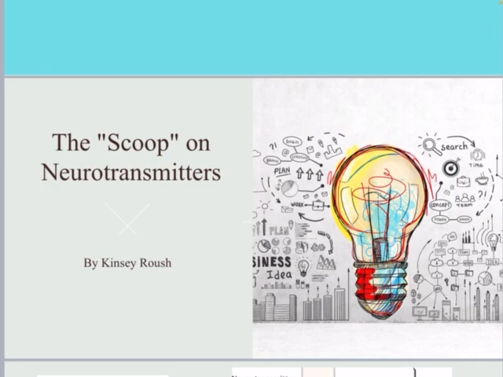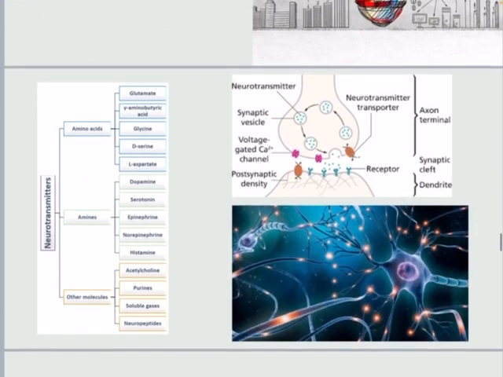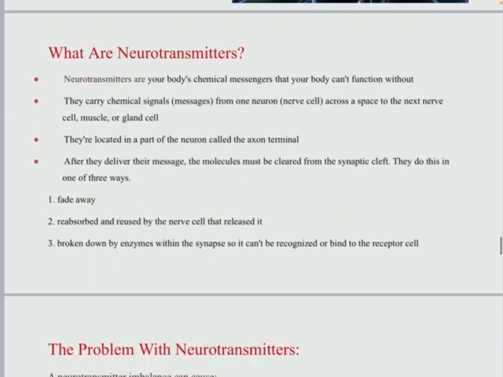The scoop on neurotransmitters. What are neurotransmitters? Neurotransmitters are your body's chemical messengers that your body can't function without. They carry chemical signals, messages from one nerve cell across the space to the next nerve cell, muscle, or gland cell. They're located in a part of the neuron called the axon terminal. After they deliver their message, the molecules must be cleared from the synaptic cleft. They do this in one of three ways.